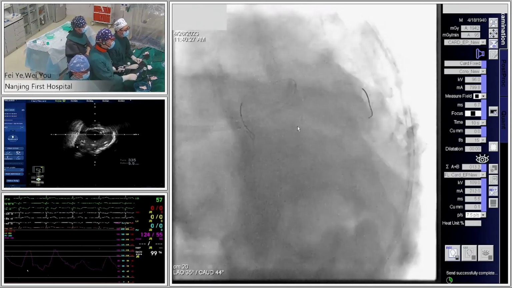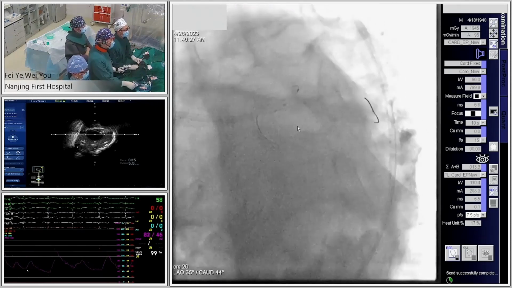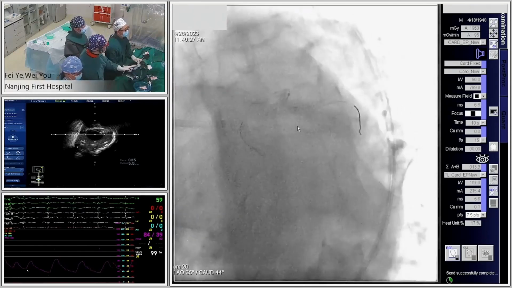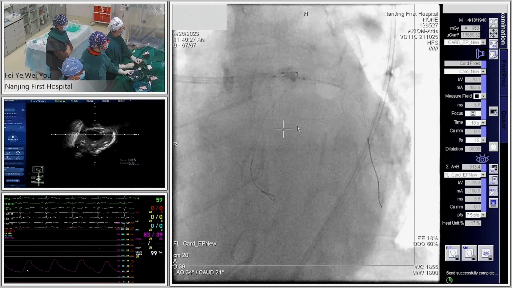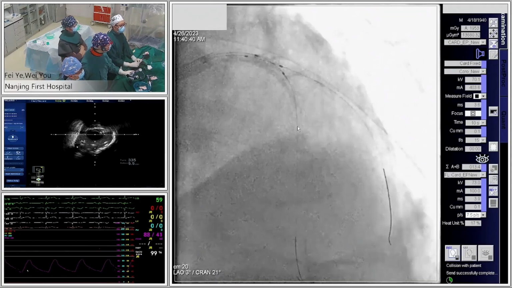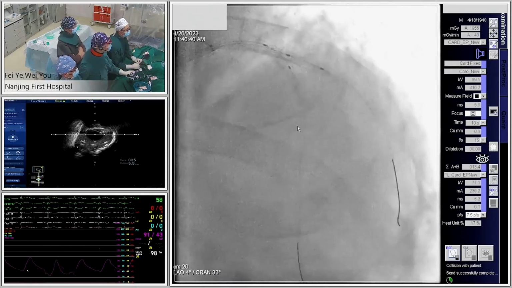Okay, Chief, I just want to push dilate the distal segment. Okay. No problem. Okay. Cranial. Okay. 2.75. Okay, AP is okay. AP cranial is okay. I can see the struts. Okay. It's okay.